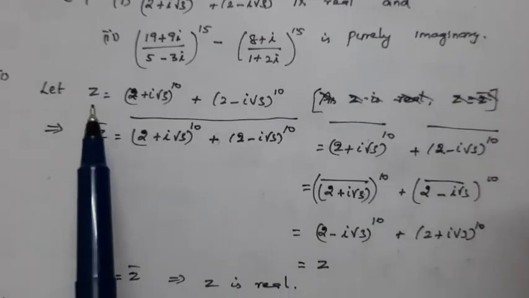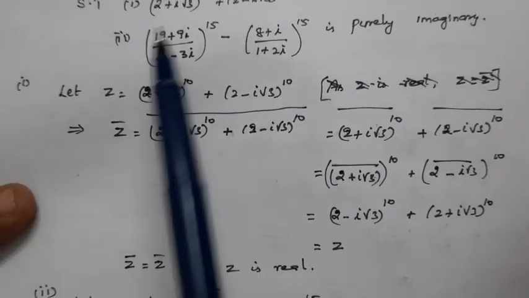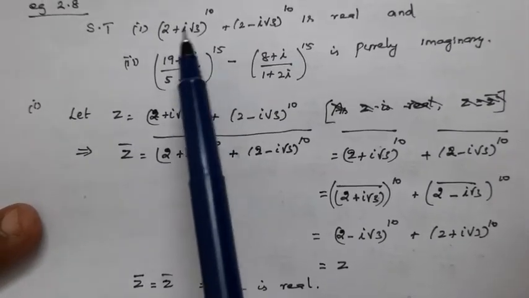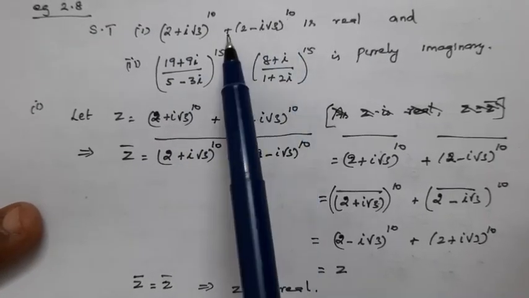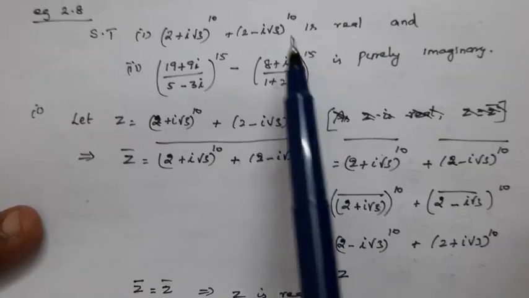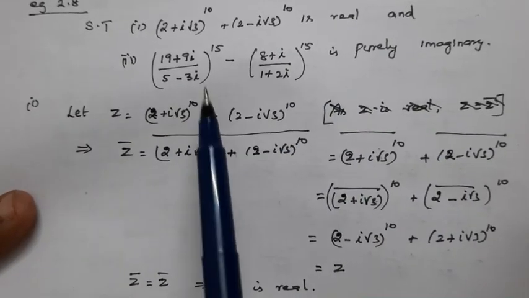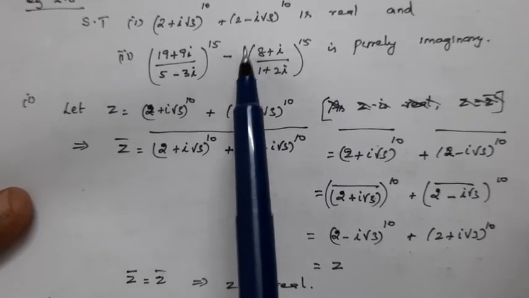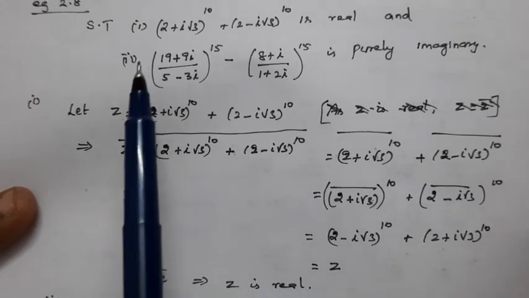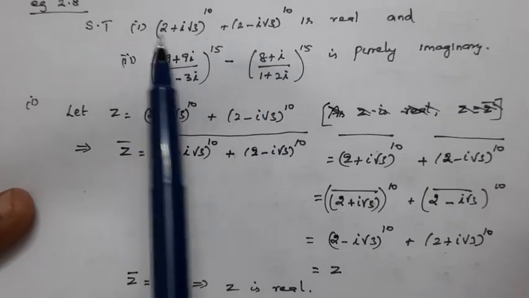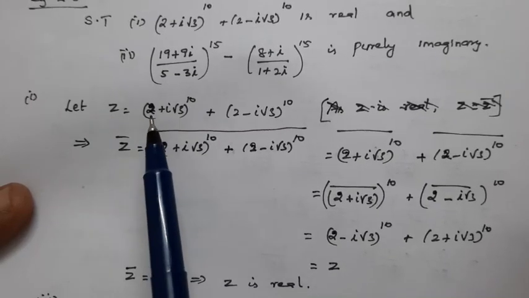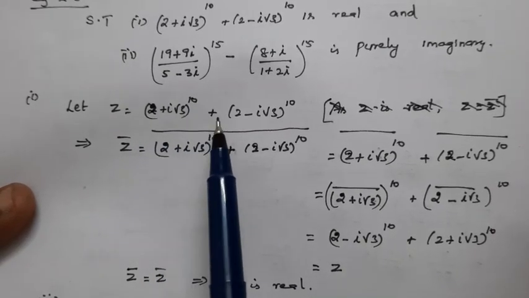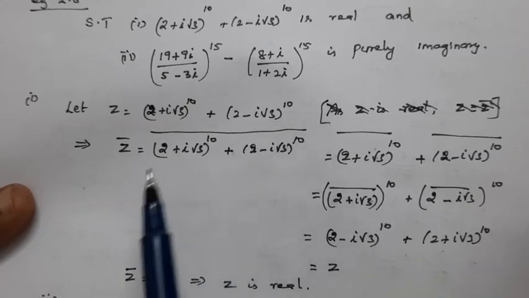Now let us come to the first subdivision. In order to show that, instead of finding the value of (2 plus i root 3) the whole power 10 and (2 minus i root 3) the whole power 10 and adding them and checking whether it is real, we can apply the properties. Now let us see how to obtain the result using the properties. Let us consider the given expression itself as a complex number z. That is, z is equal to (2 plus i root 3) the whole power 10 plus (2 minus i root 3) the whole power 10.